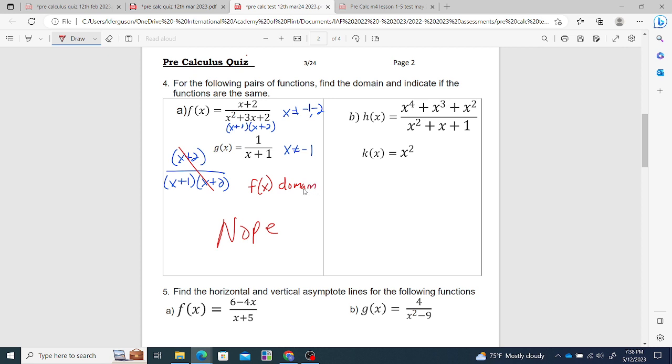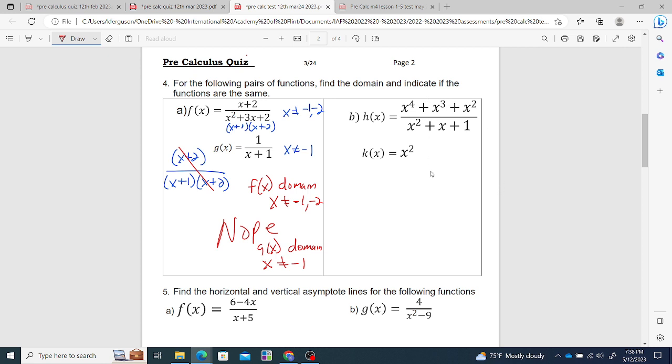The f of x domain is x cannot equal -1 or -2. The g of x domain is x cannot equal -1. So that's why it's no. So I'll look at this one.